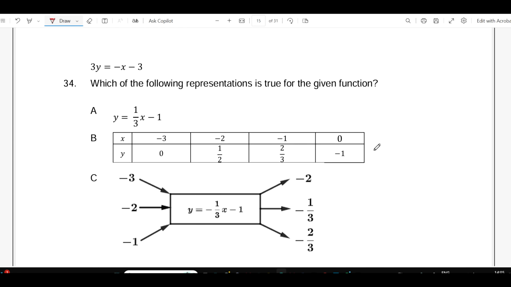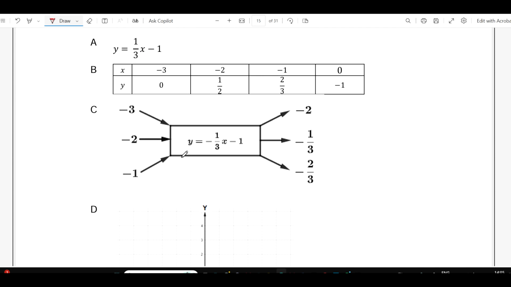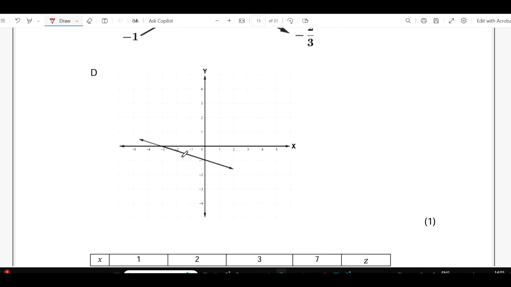Number 34, which of the following representations is true for the given function? Y equals 1/3x. No, because if I divide this by 3, by 3, by 3, the answer is going to give me -1/3x minus 1. The first option is incorrect.